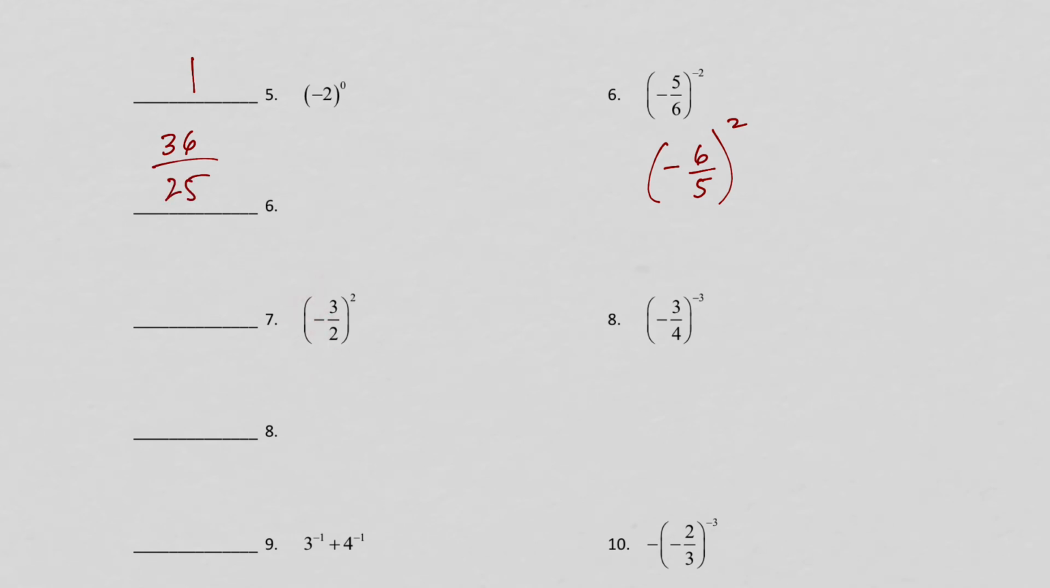Because this negative is in the parentheses, and this is an even exponent, this will square away and become positive, and we square the top and get 9, and square the bottom and get 4.